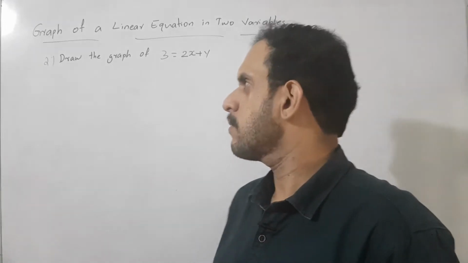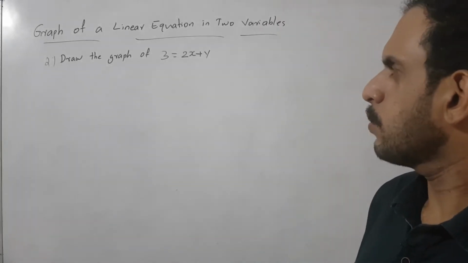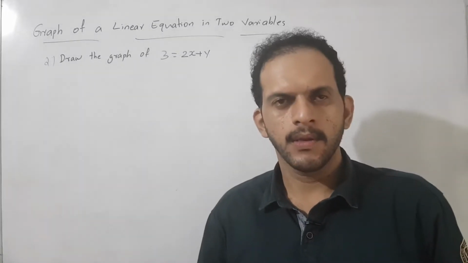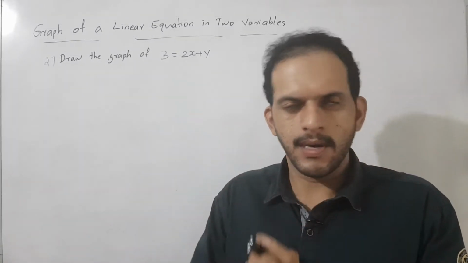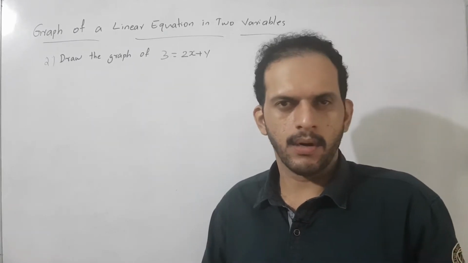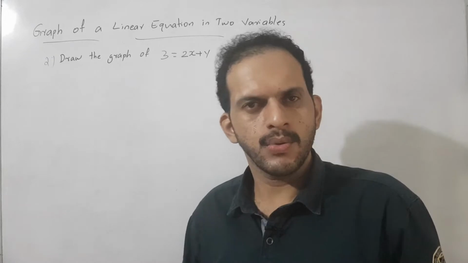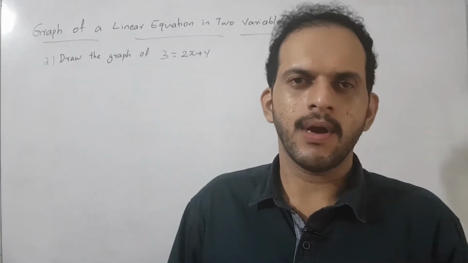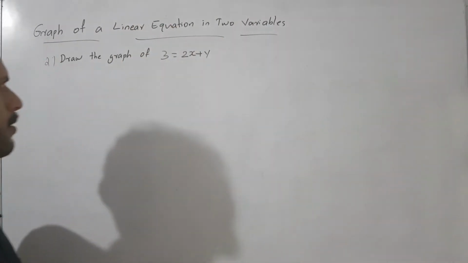The equation is 3 = 2x + y. Then what is our first step? Yes, to find at least two solutions. Clear? Find at least two solutions. So how do we start? First we write the equation.